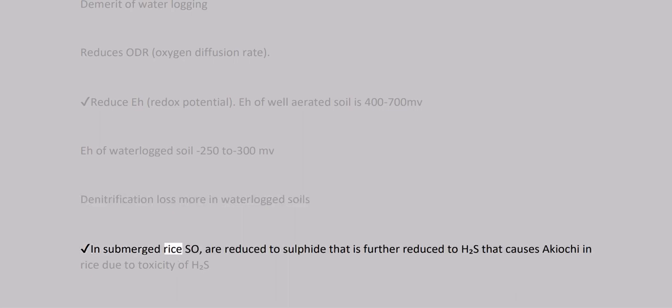In submerged rice, SO4 is reduced to sulfide that is further reduced to H2S, which causes akiochi in rice due to toxicity of H2S. Approaches of irrigation scheduling.